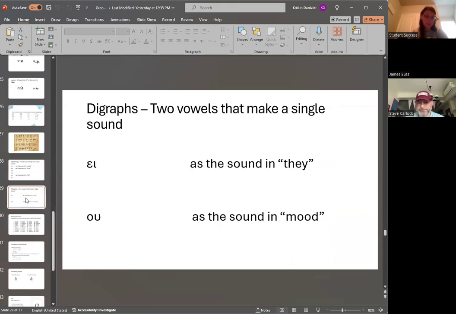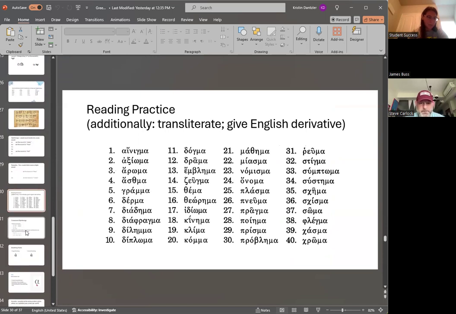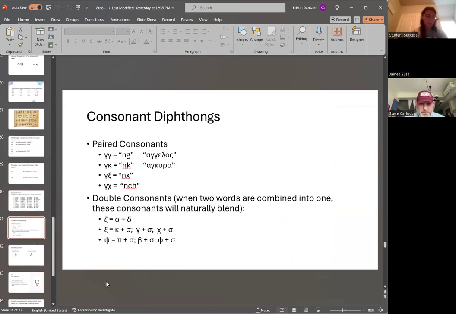See, I went over diphthongs. I won't do that to y'all again. I will go ahead and go over consonant diphthongs because these are a little odd. I didn't do these last week. So there are several types of consonant diphthongs. There's paired consonants, which you will see quite often.